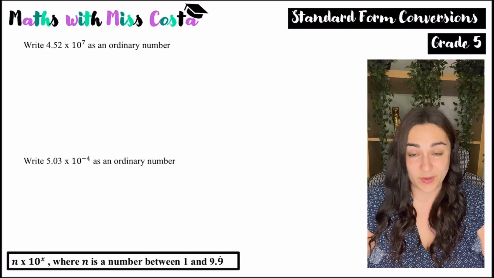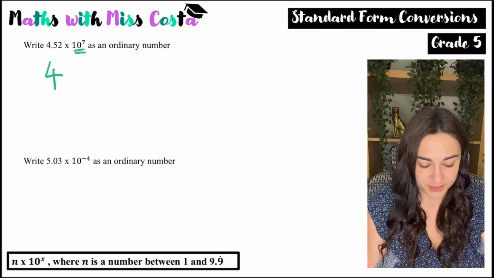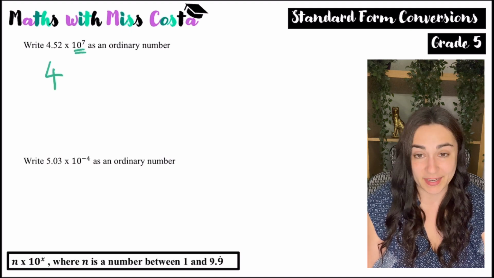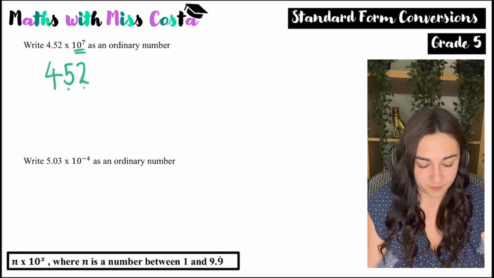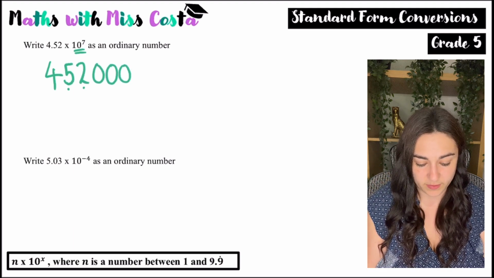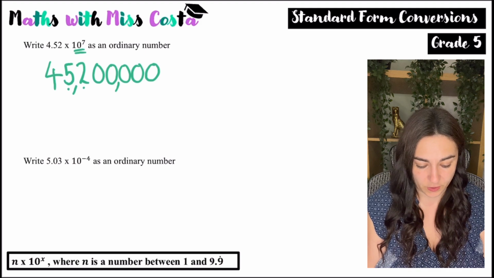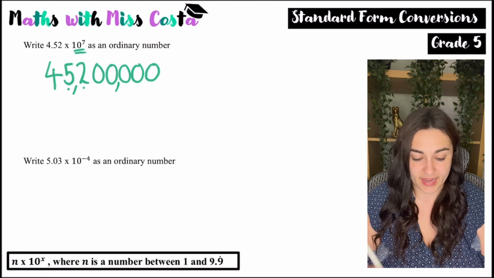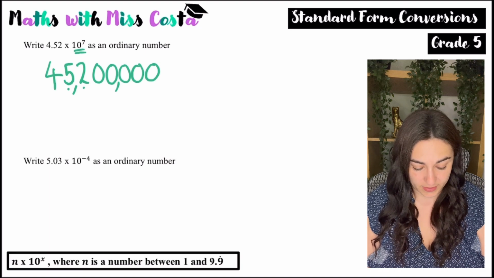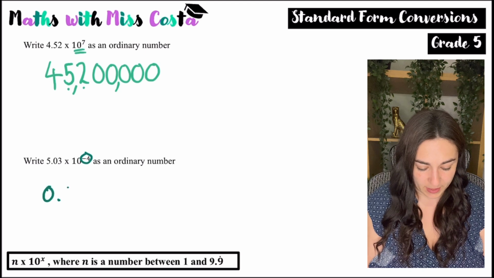And over here, we're doing the opposite. We're writing it as an ordinary number. So you write your first digit, and you know it's 10 to the power of 7. So you want 7 place value holders after the 4. So 5, 2, that's 1, 2, 3, 4, 5, 6, 7. Put your commas in, and that would be 45,200,000.